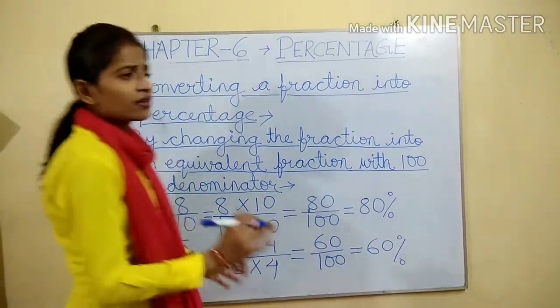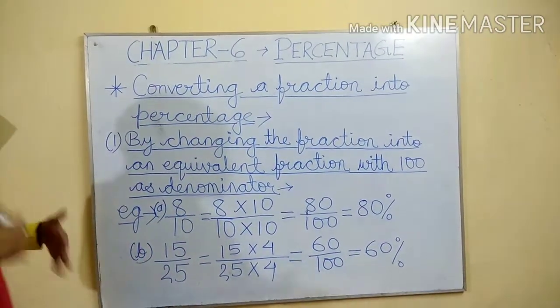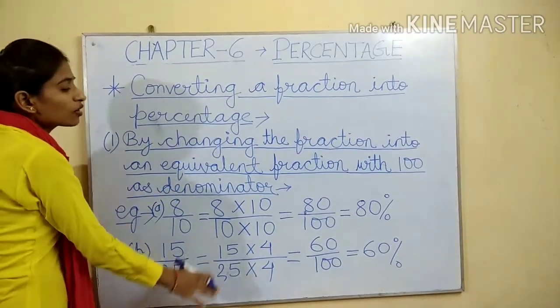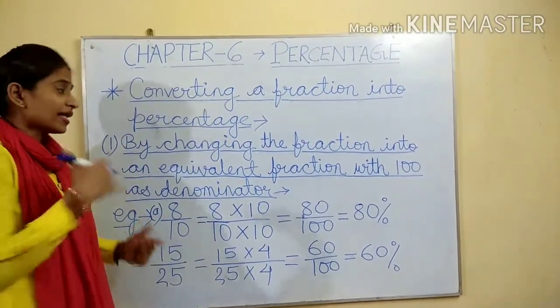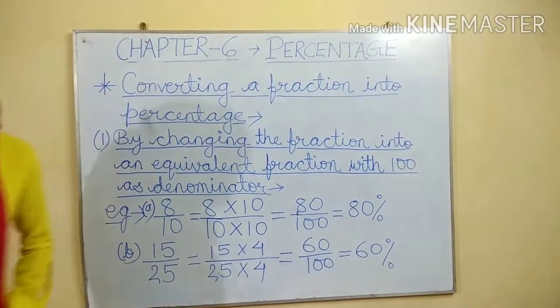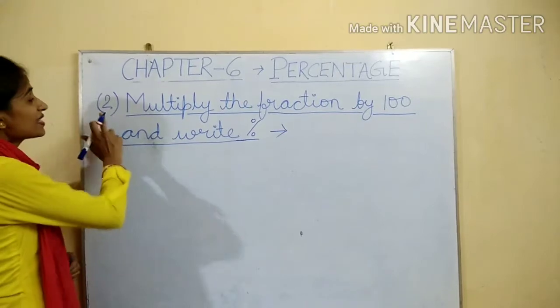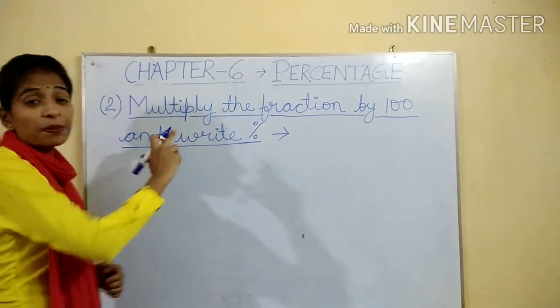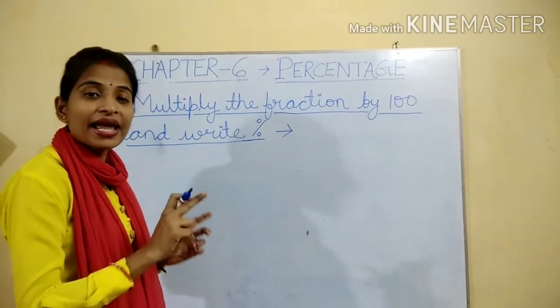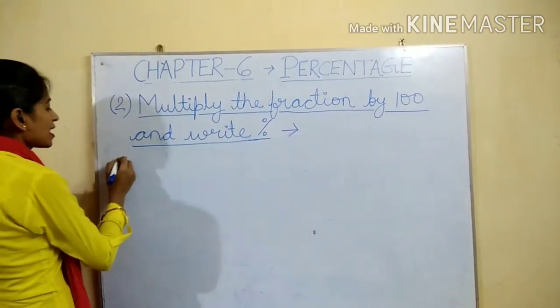It's very easy. Find the equivalent fraction and then convert into percentage. So note this down in your notebook. Then we will discuss the second method. The second method is to multiply the given fraction by 100 and then add a percentage sign.